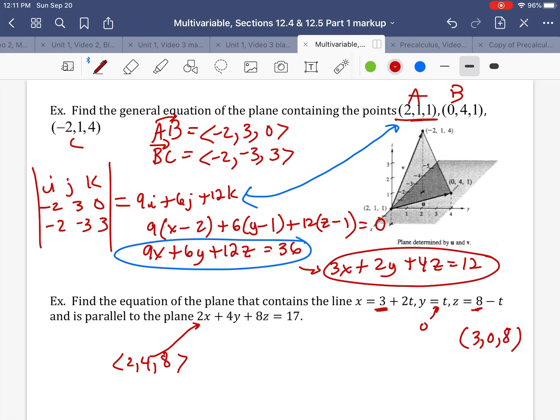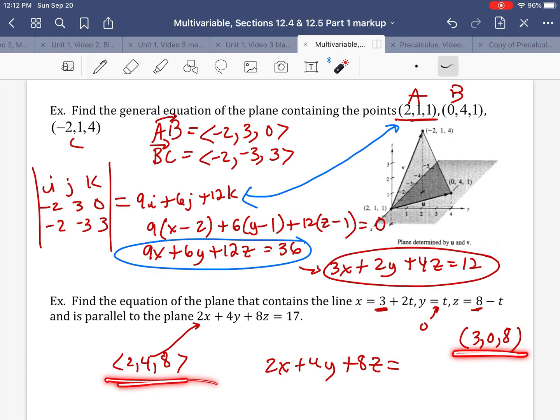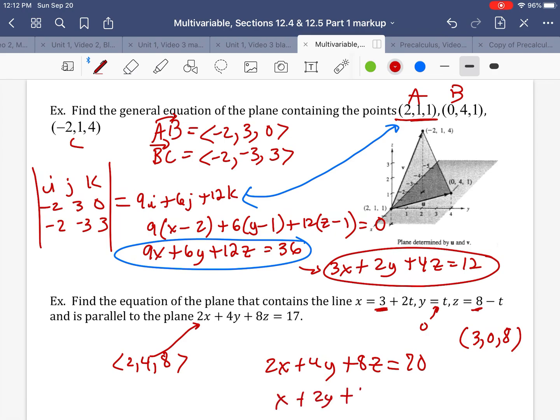So remember, this normal vector, I'm just going to pop that in front of x, y, z. So 2x plus 4y plus 8z equals, and then all I will be doing for the other side is dotting this with this. So I'll get 6, 0, and 64. So that'll be 70. So equals 70. And then they're all reducible by 2. So x plus 2y plus 4z equals 35. And there is the equation of my plane.